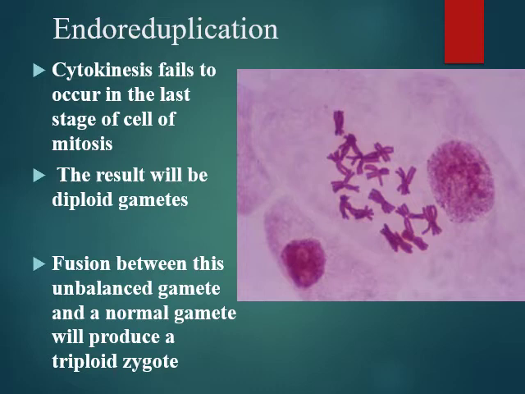The fusion between this unbalanced gamete and a normal gamete will produce a zygote with triploidy instead of the diploid number.